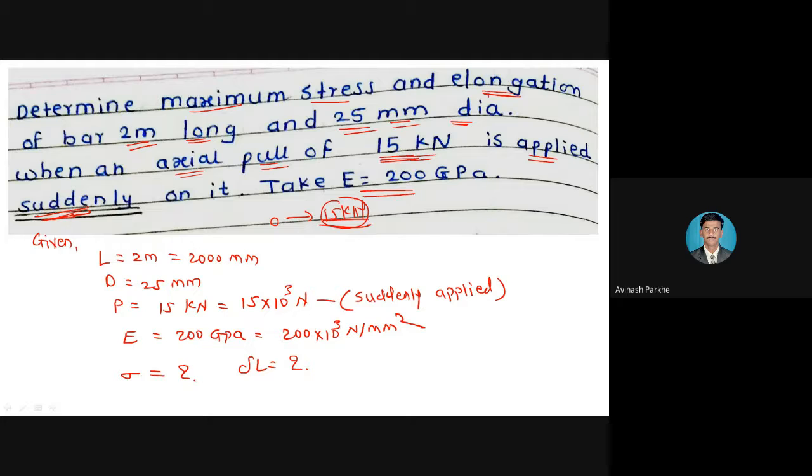So gradually, suddenly, and impact: these three words are very important to understand the statement. Now in this numerical, the 15 kilonewton load is applied suddenly, and we have to calculate the maximum stress induced due to the suddenly applied load and the total elongation of that bar. The given parameters are length, diameter, P, which represents the suddenly applied load, and Young's modulus, and we have to calculate sigma and delta L.